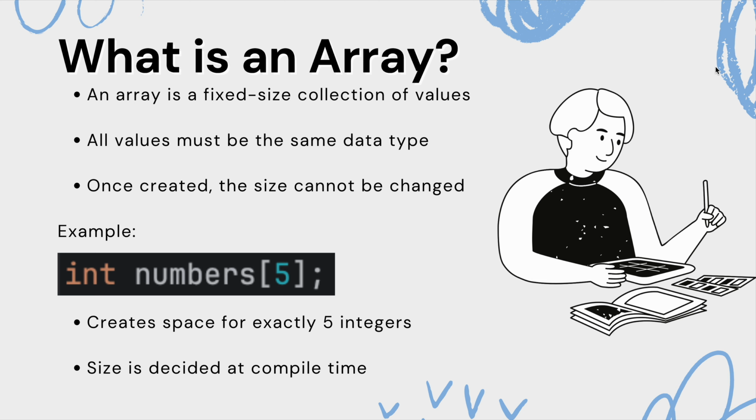What is an array? An array is a fixed size collection of values where all elements must be the same data type. That means you can't mix integers and strings in the same array. Once an array is created, its size cannot change. This is very important because, unlike vectors, arrays don't grow or shrink dynamically. So for this example, when we write int numbers[5], we're telling the program to reserve space for exactly 5 integers in memory. That space is decided at compile time, not while the program is running.